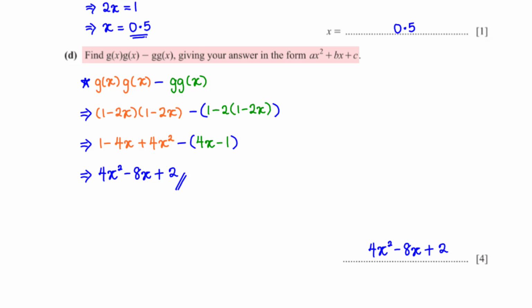When we expand the brackets for (1 minus 2x) times (1 minus 2x), we get 1 minus 4x plus 4x squared. 1 minus 2 times (1 minus 2x) simplifies to 4x minus 1. When we group like terms, minus 4x minus 4x is minus 8x, and 1 minus negative 1 is 2. And so our final answer here is 4x squared minus 8x plus 2.